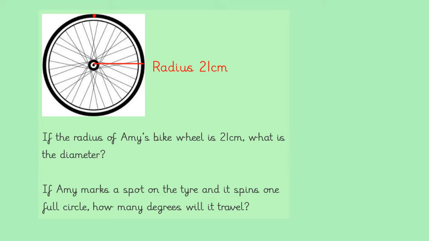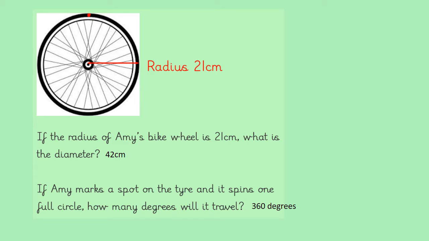Here are a couple of questions about circles. If the radius of Amy's bike wheel is 21 centimetres, what would the diameter be? And if Amy marks a spot on the tyre and it spins one full circle, how many degrees will it travel through? Pause the video while you have a think.